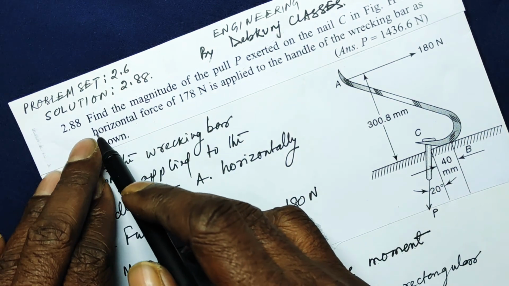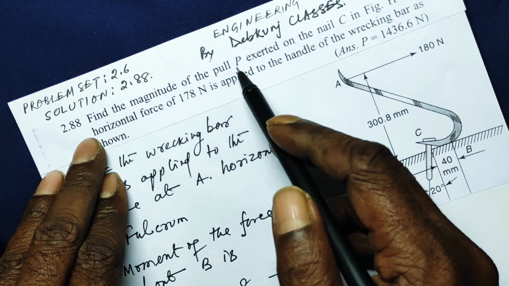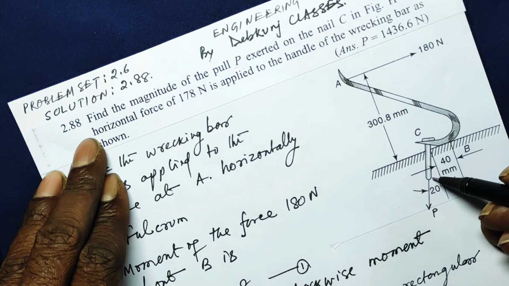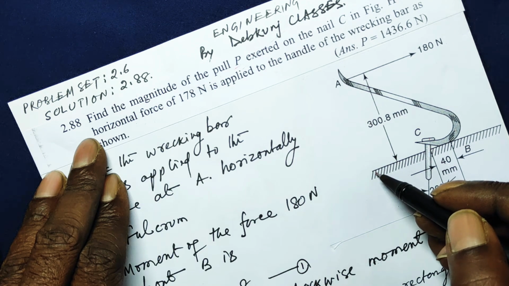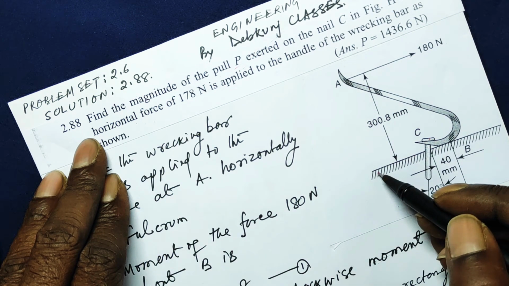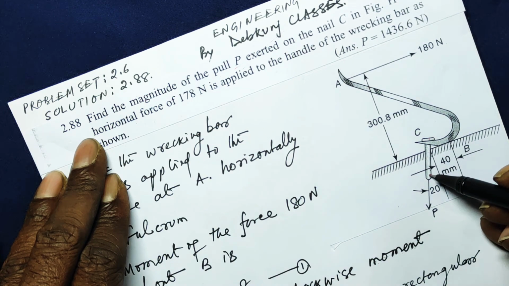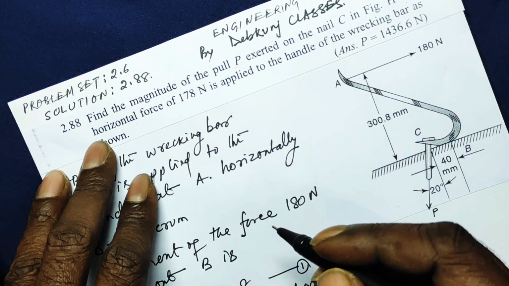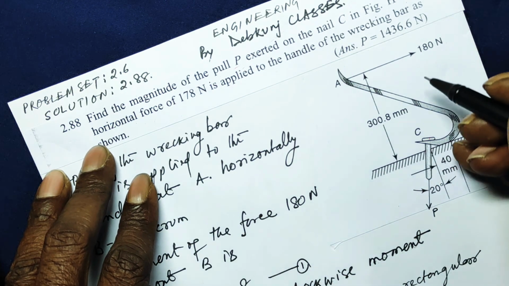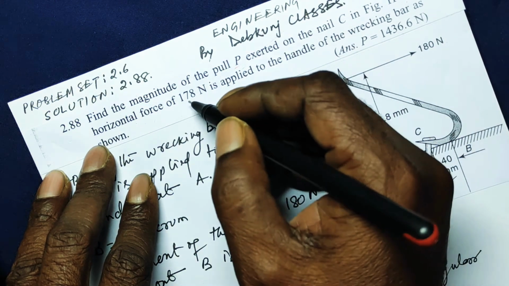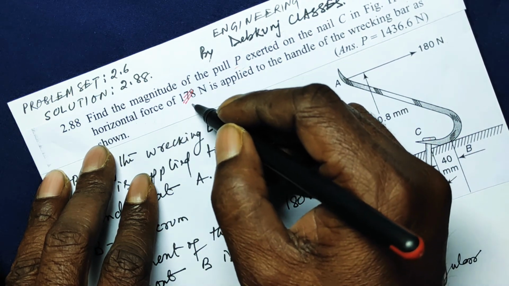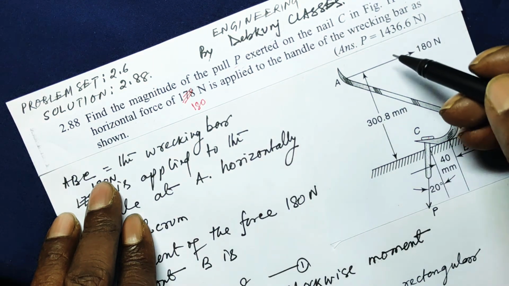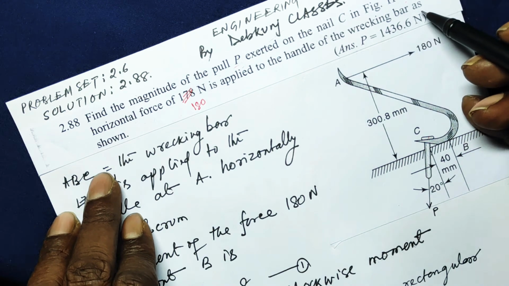So here in the given numerical problem, find the magnitude of the pull P exerted on a nail C. And this C is a nail. It is fixed to this platform like this. If a horizontal force of 180 Newton is applied to the handle of the raking bar as shown. In the diagram it is given as 180, so let me change it here to 180 Newton.